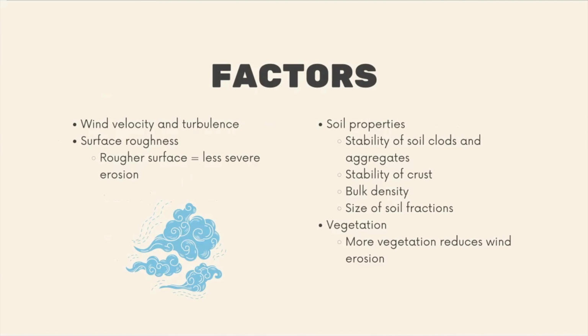Some of the factors that affect wind erosion are going to be the wind velocity and turbulence. So obviously, however fast the wind is going, however strong the wind is blowing, the wind erosion is going to be stronger. And then the surface roughness. So the rougher the surface is, the less severe the erosion will be. And then we also have to consider the soil properties themselves. So that can include the stability of soil clods and aggregates, the stability of the crust, bulk density, and the size of soil fractions. And then there's also vegetation, which we know can be used as a barrier to erosion. So more vegetation reduces the wind erosion.